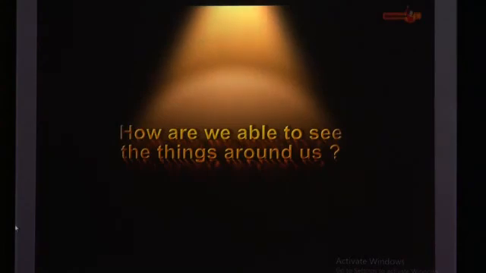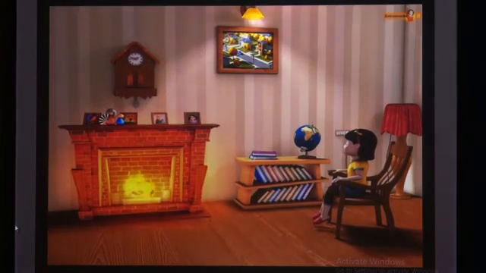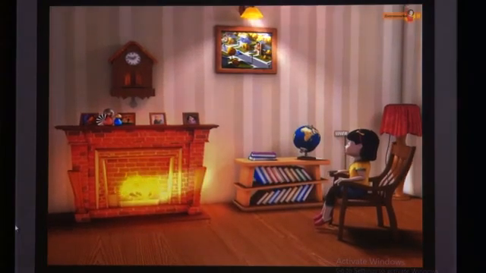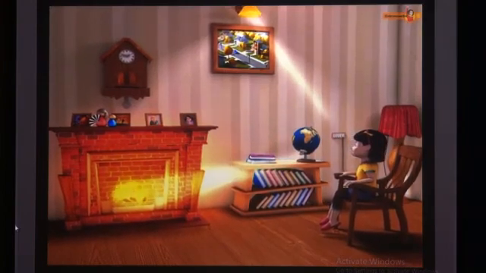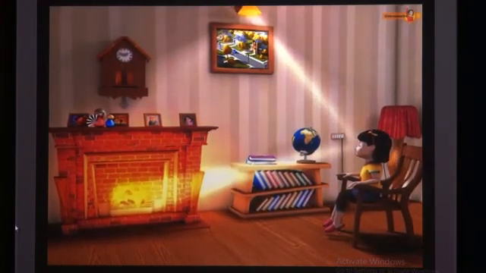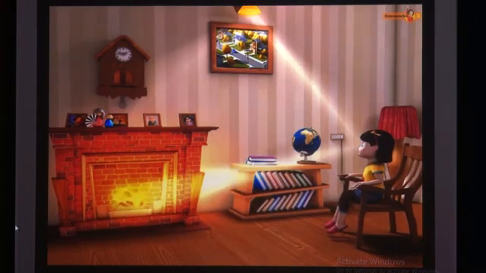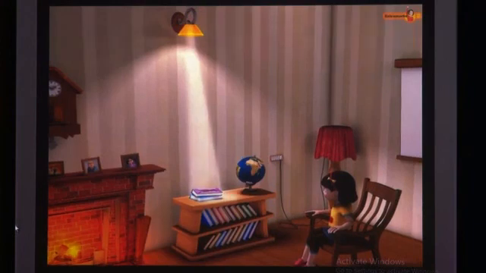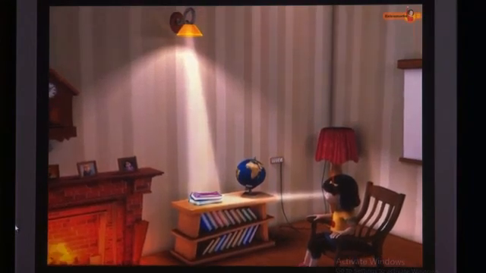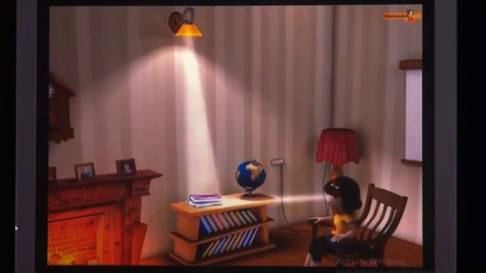Do you know how we are able to see the things around us? When light from sources of light enters our eyes, we see the things. This light can be emitted by the object, as in case of an electric bulb, or from the burning wood. It can also be the light bouncing off an object like a book kept on the table.